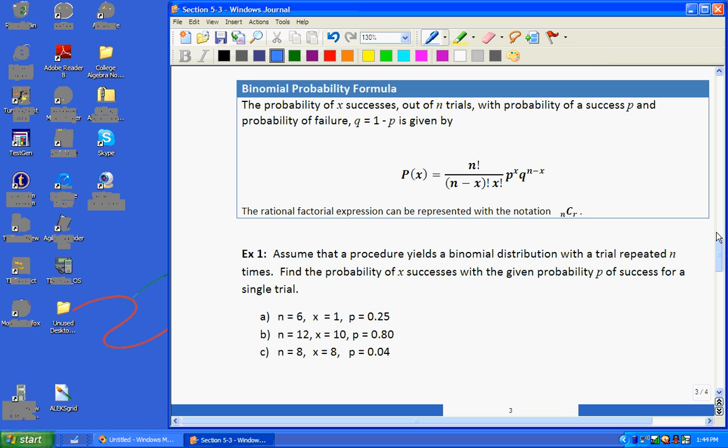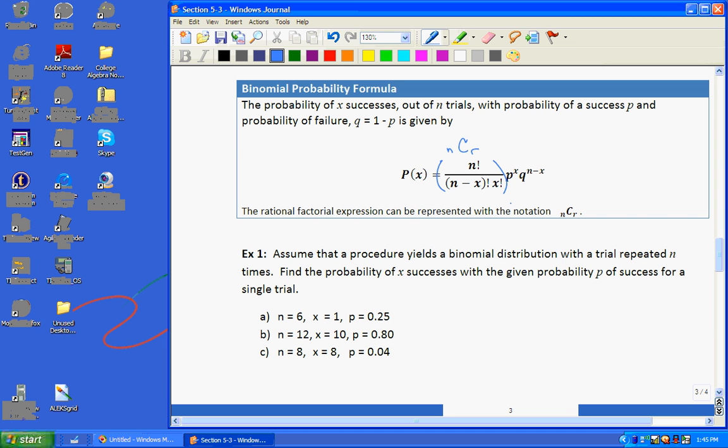Okay, so the probability of X successes, so the positive outcomes I want to happen, out of n trials with probability of success P and probability of failure Q, and remember Q is the complement of P, so that's just 1 minus P, is given by this formula. Now don't let this be too intimidating. This part here, n factorial over n minus x factorial times x factorial, that's just your NCR. And if you prefer to write it that way, that's perfectly okay. That's your combination portion of the binomial formula.